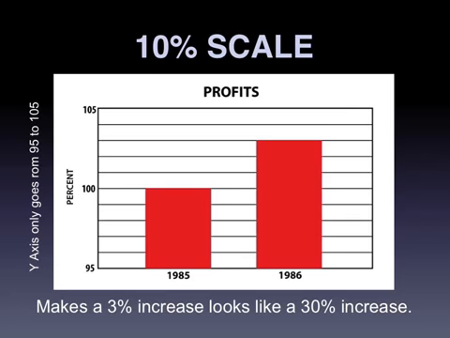Just go like from 95 to 105 and make that the graph. So then I made this graph, which shows you what a 3% increase looks like at a 10% scale. Visually, this graph now looks like a 30 or 40% increase, which is kind of cheating. This chart is still accurate though. If you look at the numbers on the y-axis, it goes from 95 to 105. So it's still accurate, but it makes a 3% increase look a lot bigger than 3%.